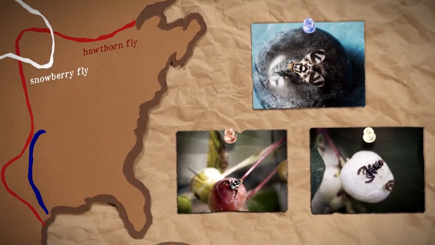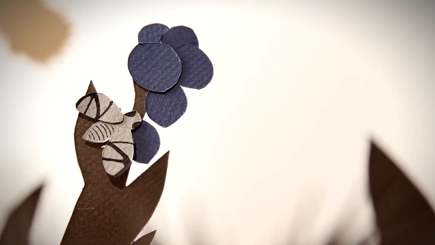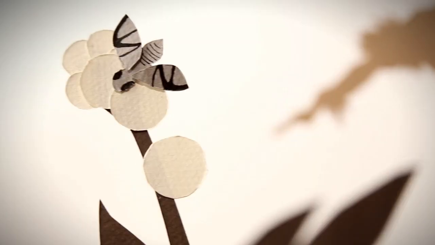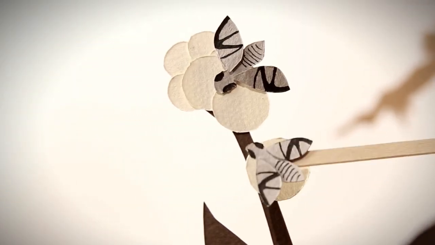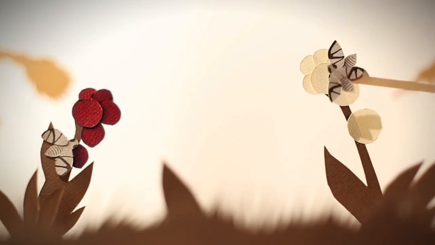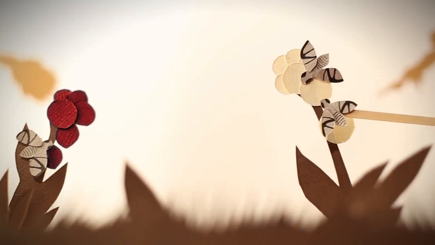There are many different Rhagoletis species in North America. Each lives on a different host fruit. Blueberry flies on blueberries, hawthorn flies on hawthorn fruit, snowberry flies on snowberries, and so on. The different species have differences in their anatomy. And even though the different fly species live in overlapping areas, they don't mate with each other.